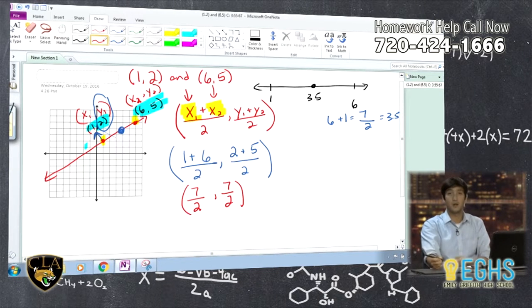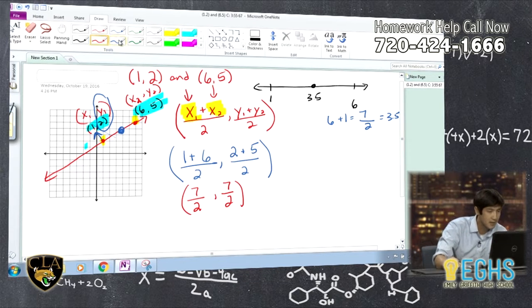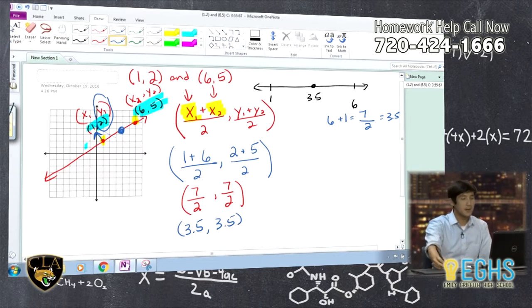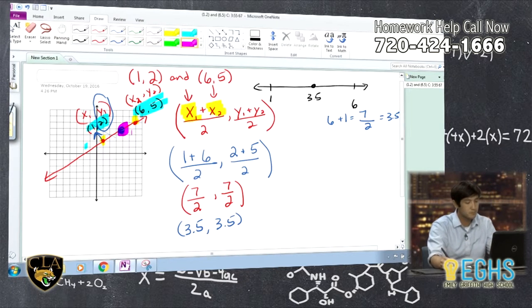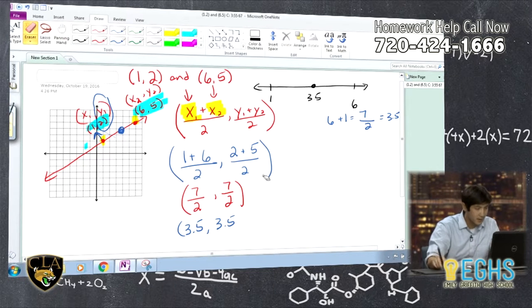Depending on what your teacher wants, I prefer to leave things in fraction form. But a lot of times when you're graphing on a coordinate plane, it might be easier to estimate where it should be by putting it in decimal. So 3.5, 3.5. We guessed that the coordinate would be right around here. Now we can verify that.